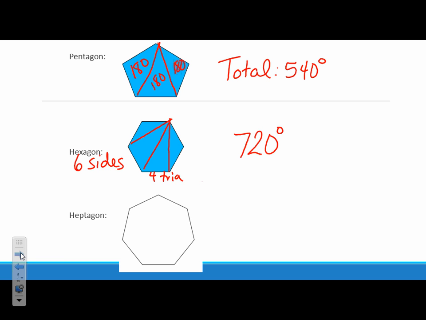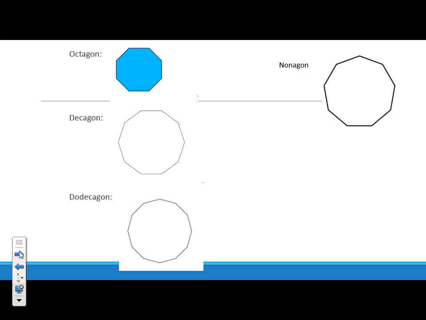A heptagon is a seven-sided shape, and you can go ahead and continue doing this in your notes. A heptagon has 7 sides. An octagon has 8 sides. A 9-sided shape is called a nonagon, and it looks like this. A decagon has 10 sides, and a dodecagon has 12 sides. Yep, we skipped 11, okay? So these are the pictures for each of those shapes that we're talking about, and how many total degrees are in them.